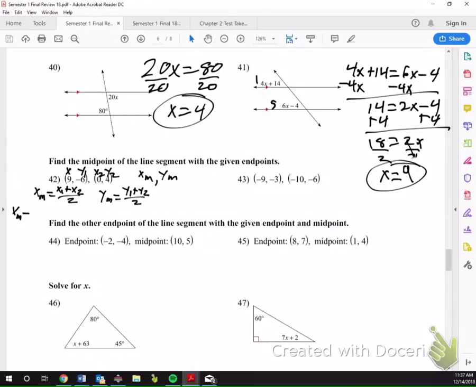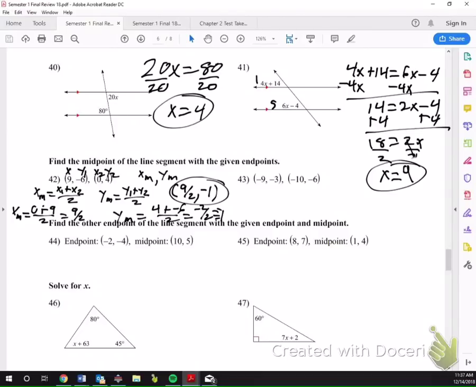So x sub m equals 0 plus 9 over 2, or 9 halves. The y midpoint equals 4 plus a negative 6 over 2, or negative 2 over 2, or negative 1. So my midpoint is 9 halves, negative 1.